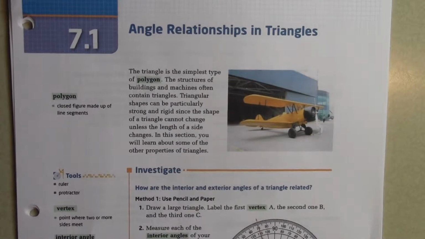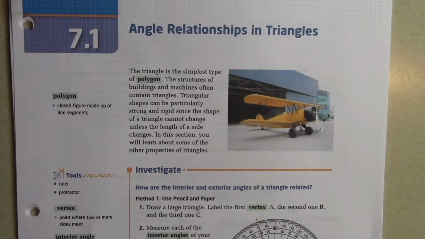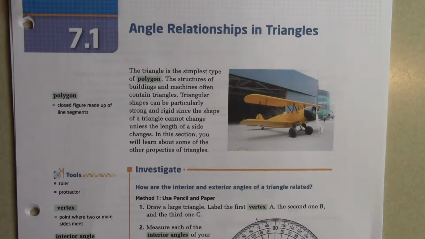This is section 7.1, moving into geometry and trigonometry. We're looking at angle relationships in triangles. The triangle is the simplest type of polygon. The structures of buildings and machines often contain triangles. Triangle shapes can be particularly strong and rigid since the shape of a triangle cannot change unless the length of a side changes. In this section you will learn about some of the other properties of triangles.